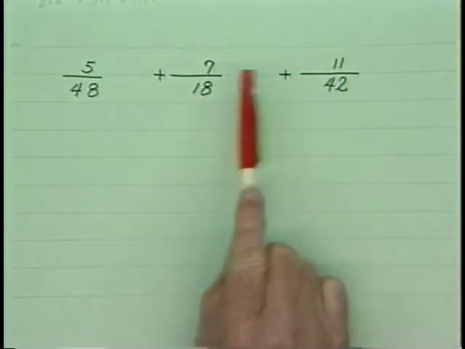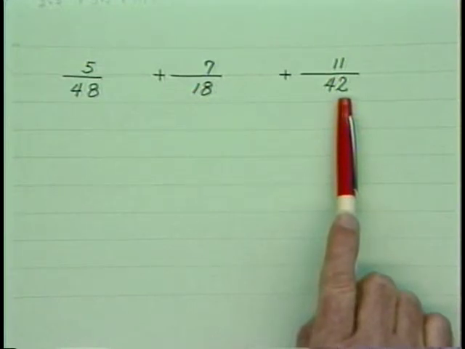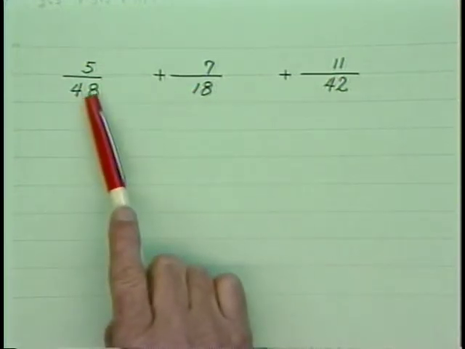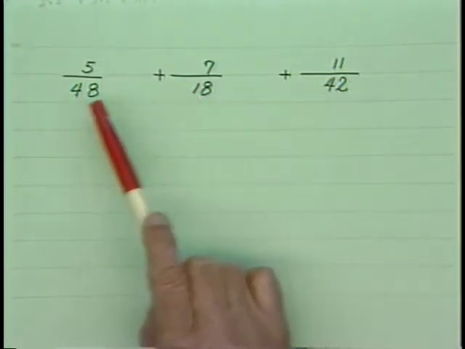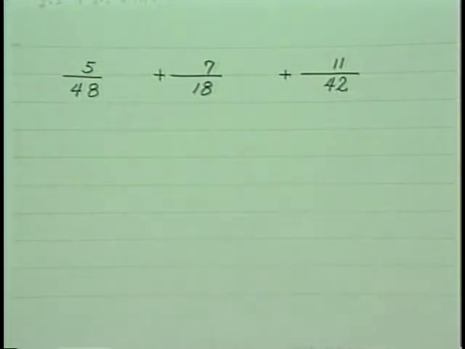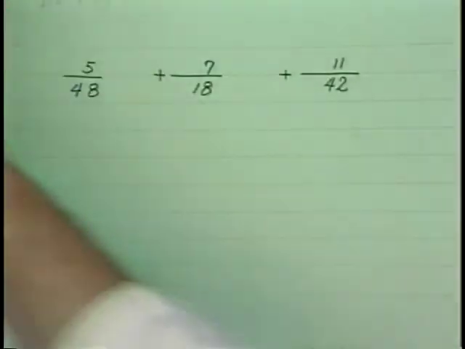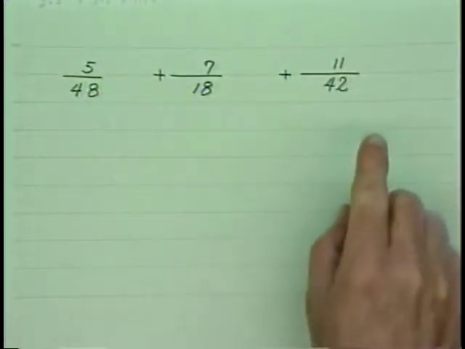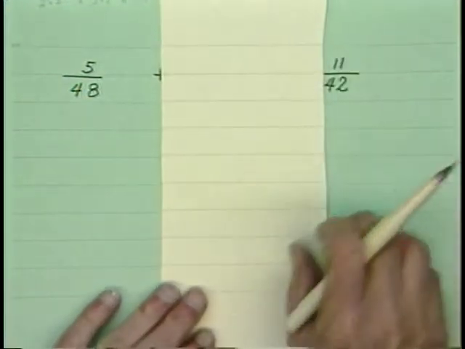Then we moved on to addition of fractions where the denominators are not only not alike, but mentally it's not so easy, possibly impossible, to just see the lowest number that each of these would divide into. So at this stage we hope that now you see why the method for finding the least common multiple has been reviewed so frequently in past lessons. Because if it has, then at this point you notice there's going to be a lot of arithmetic, but it's not at all difficult, just a little bit time consuming.